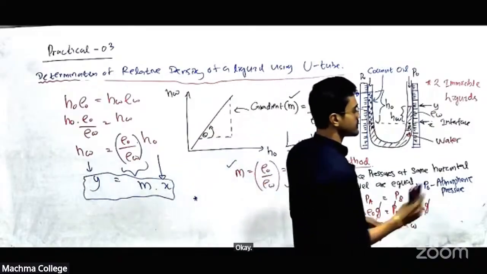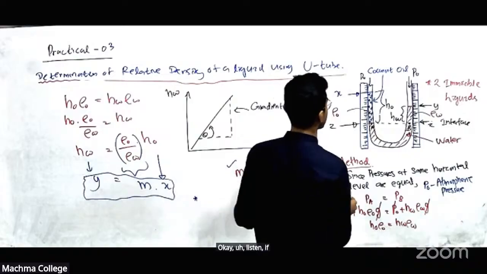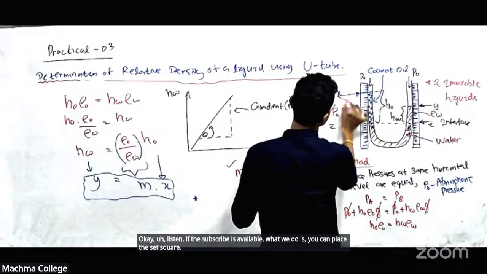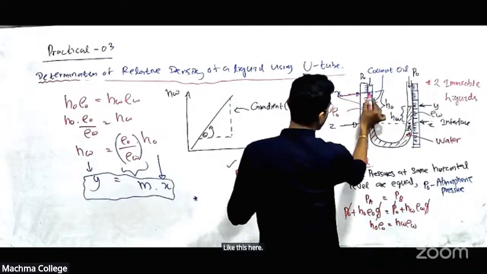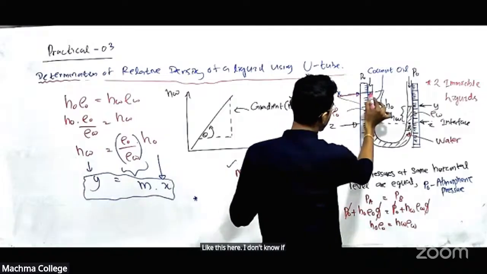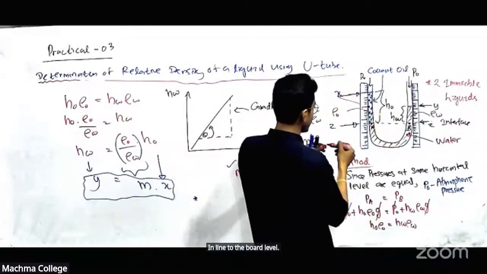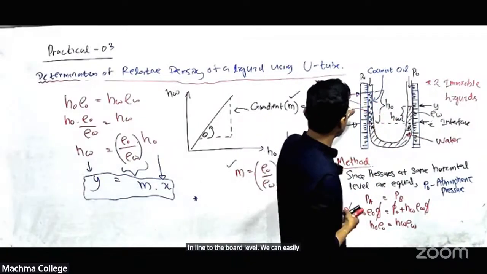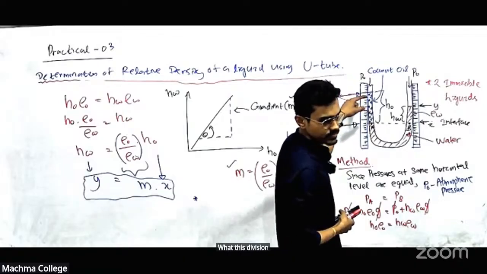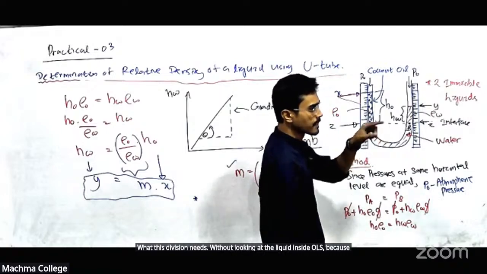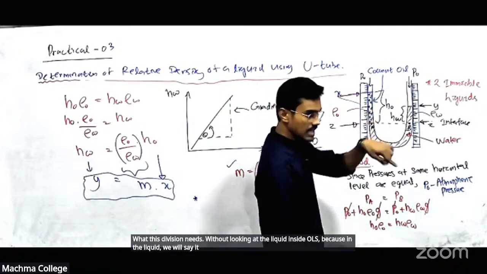Okay, listen, if the set square is available, we can place the set square like this here. And if we keep that set square exactly in line to the water level, we can easily read what this division is without looking at the liquid inside always. Because in the liquid, we will see it through refraction that is inside the glass tube.